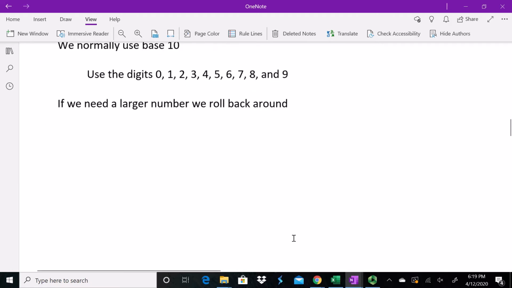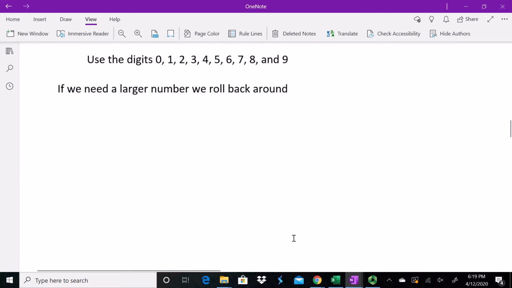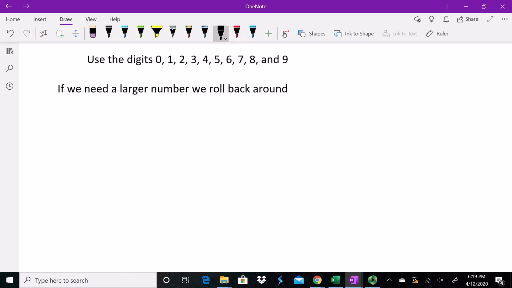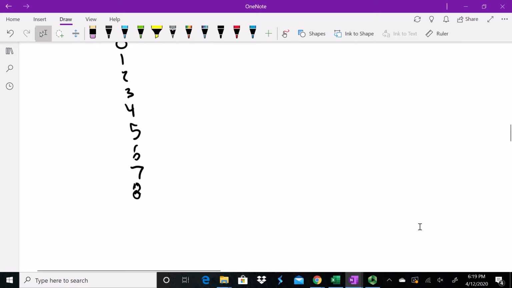So I wanted to just kind of quickly show how this works. If I have only these numbers up here to work with, that means if I want to count, I can go 0, 1, 2, 3, 4, 5, 6, 7, 8, and 9. All right, now those are the only digits I have to use. How do I count to 10?